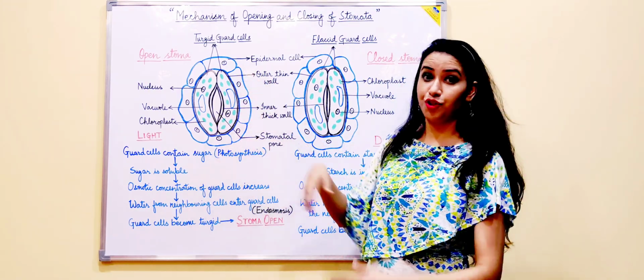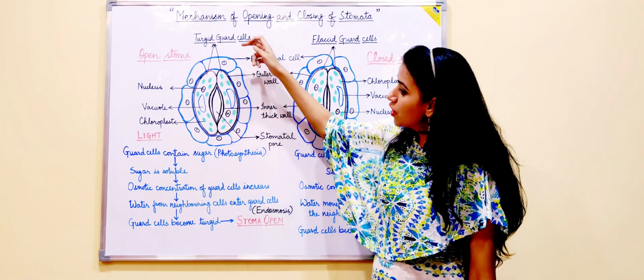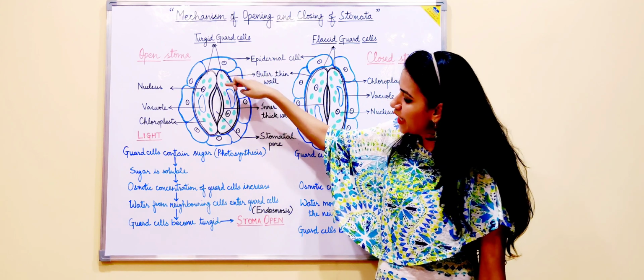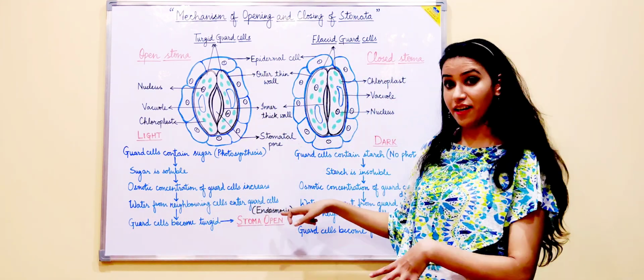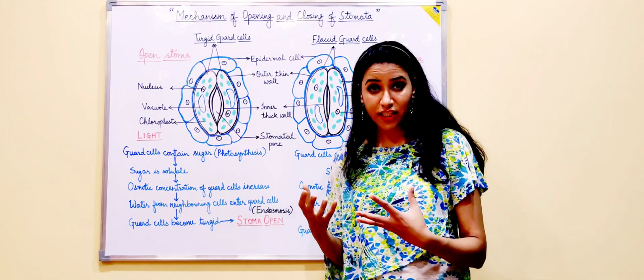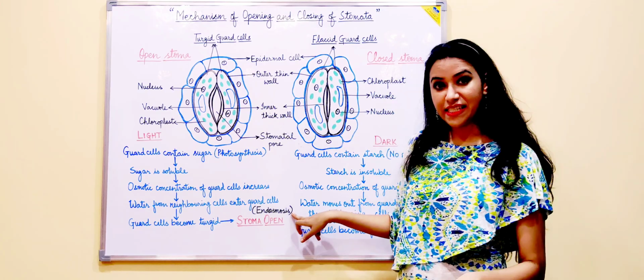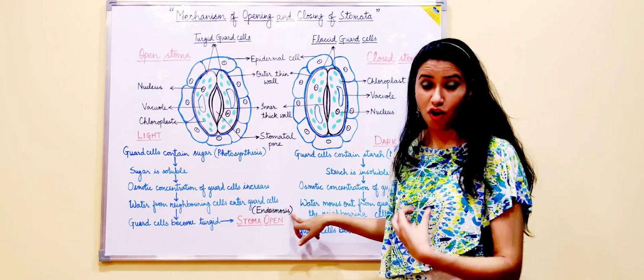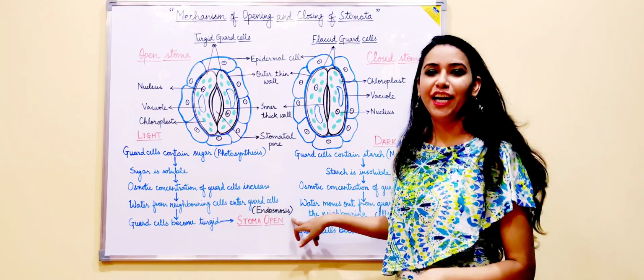So when the water, which is more in concentration in the epidermal cells, starts moving from the epidermal cells into the guard cells. Water from the neighboring epidermal cells will enter the guard cells. Now, because it is osmosis and the water is entering the guard cells, we call this process endosmosis. Osmosis, but water is entering into the guard cells, so endosmosis.